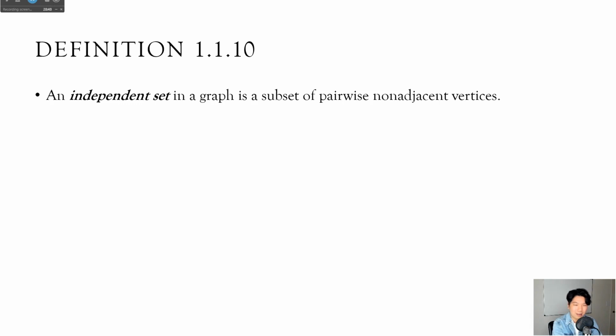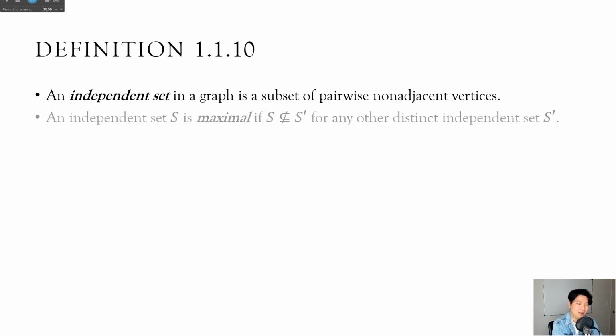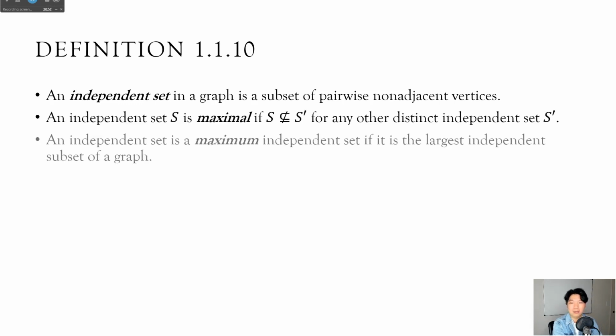Whenever I talk about this idea of independence, we also talk about being maximal and maximum. An independent set is maximal if you cannot add any more vertices to it. In other words, it's not a subset of any other independent set. If you add another vertex to your maximal independent set, then it's no longer independent.